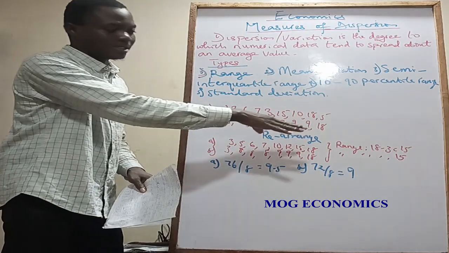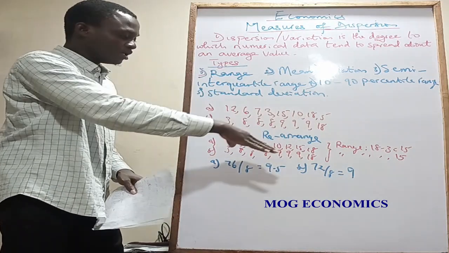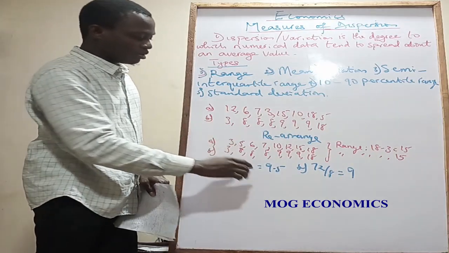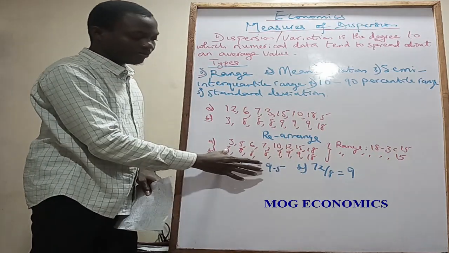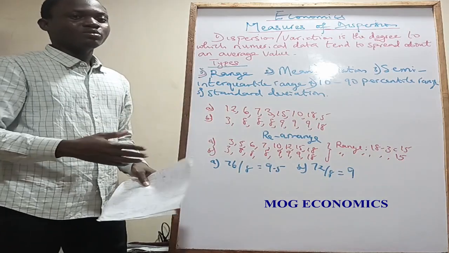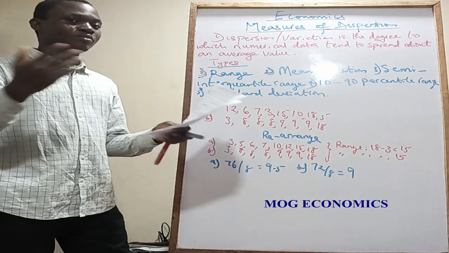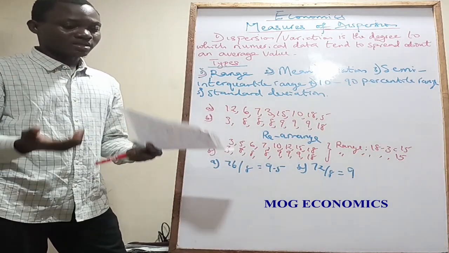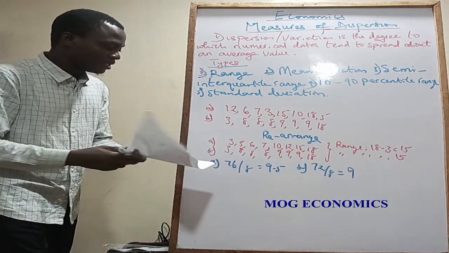So instead of the range telling us that they have the same variation, let's look at what is true. What we can do is eliminate these outliers, 18 and 3, from both data sets, and then see if one has more variation than the other. So just eliminating the outliers.